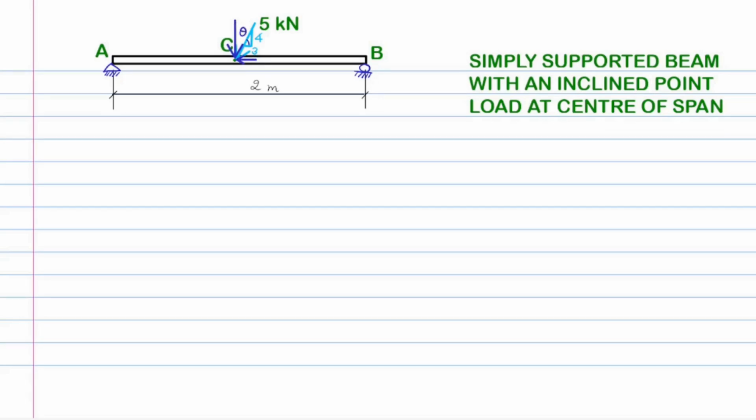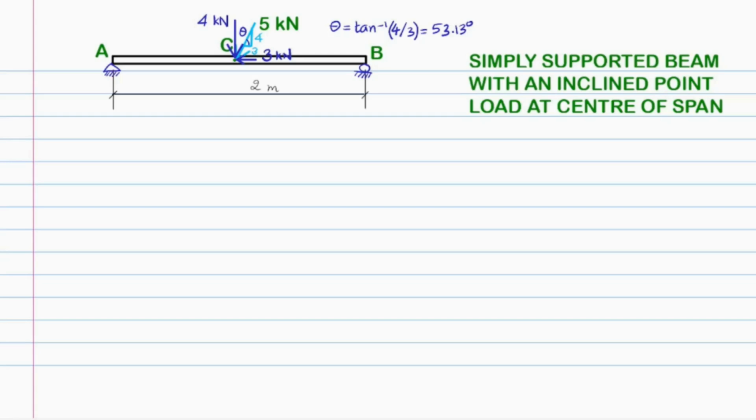The gradient angle can be found by taking tangent inverse or arctan of 4 over 3, giving a value 53.13 degrees. Hence, the horizontal load acting towards left can be taken as 5 kilonewtons times the cosine of this angle to get 3 kilonewtons, and the vertical load acting downwards can be taken as 5 kilonewtons times the sine of this angle to get 4 kilonewtons.